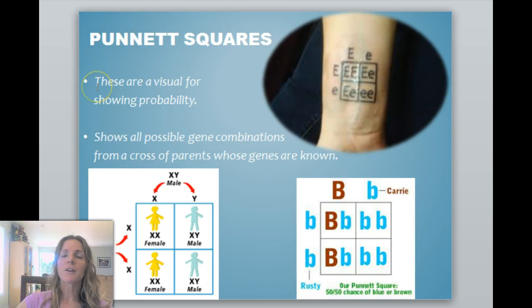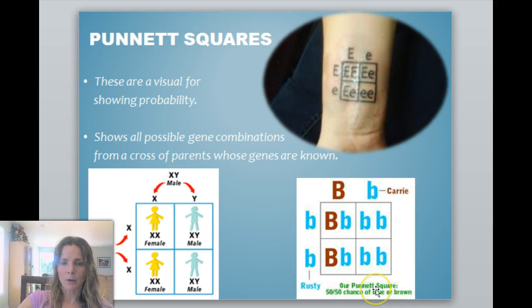What these are is a visual for showing probability. Okay, now don't go out and get a tattoo of this. I know you really like some genetics. No, just kidding. But nonetheless, this shows all the possible gene combinations from a cross of parents whose genes are known. You have to know those genes, otherwise you can't cross them, right?